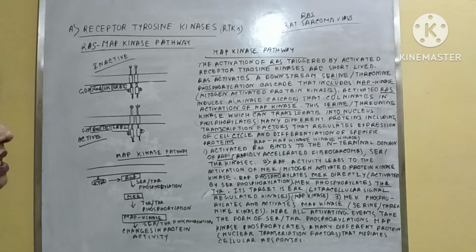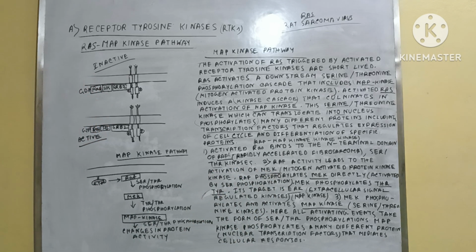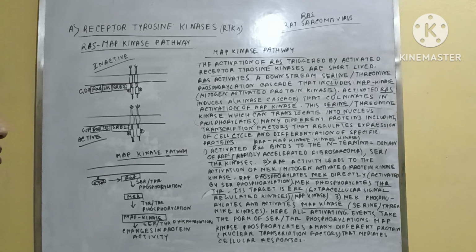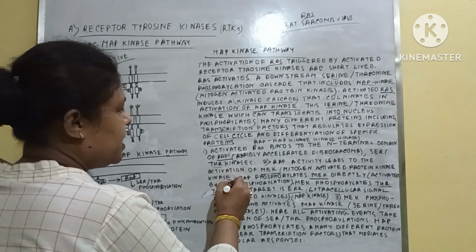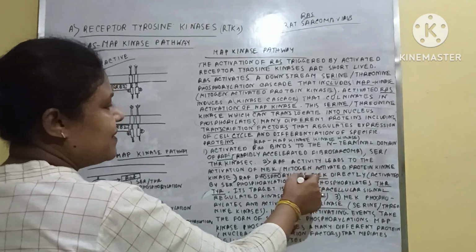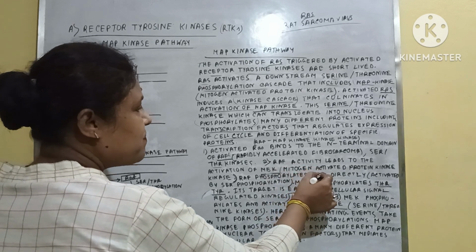RAF activity leads to the activation of MEK. The full form of MEK is mitogen activated protein kinase kinase. RAF phosphorylates MEK directly, by serine phosphorylation, that is, activated serine phosphorylation. So the RAF helps in the phosphorylation of the MEK.